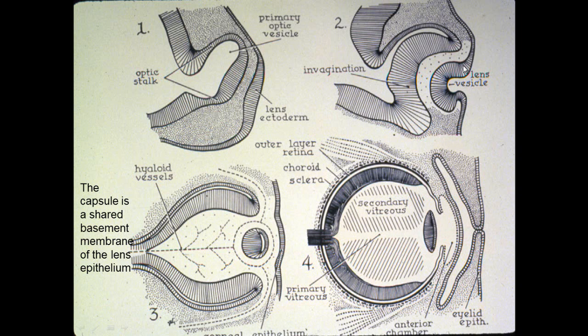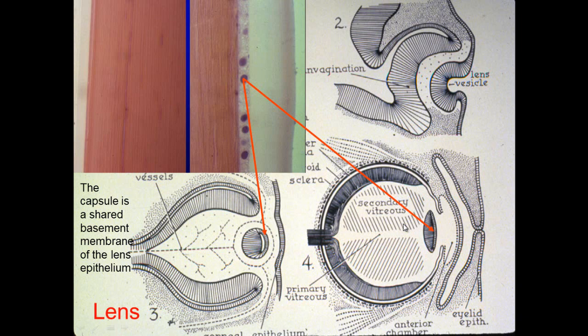So as you have the infolding in through there and back, really the base is on the outside, such that the capsule itself is really the basement membrane. It's a shared basement membrane of these cells. It's thicker on the anterior surface than the posterior surface, as you will see. So if we look at the cube cells, these cells here got folded back on itself through there, and the capsule is the base of those. So this is the apex, that's the base of this particular cell.